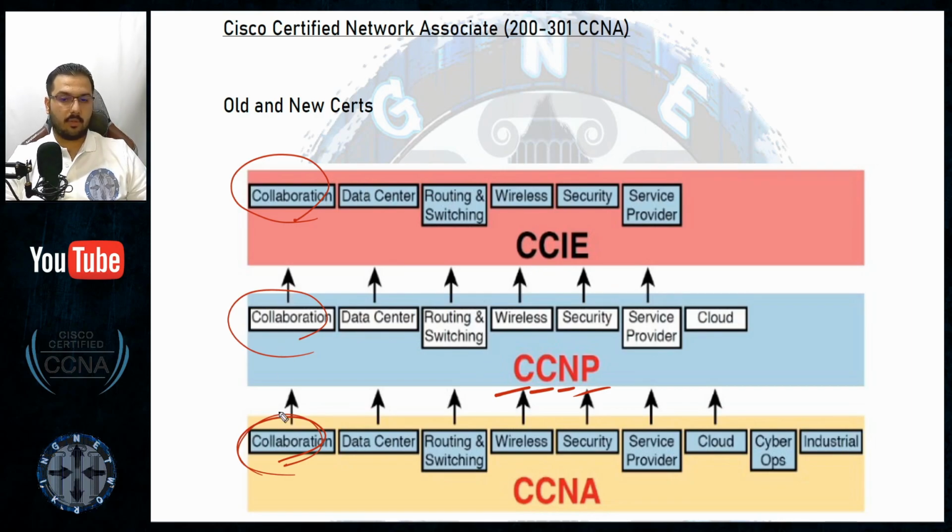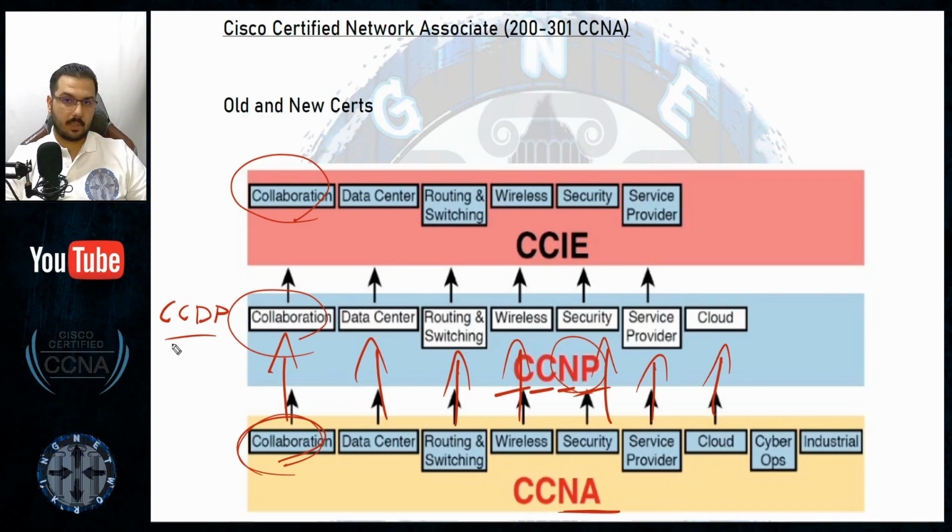It's too much info, correct. So all of these certificates that they were associated with, most of them, not all of them, sorry, have a professional, master level for them, like collaboration, data center as well, CCNP routing and switching, CCNP wireless, CCNP security, CCNP service provider, CCNP cloud, and there was a Cisco Certified Design Professional, the CCDP as well.